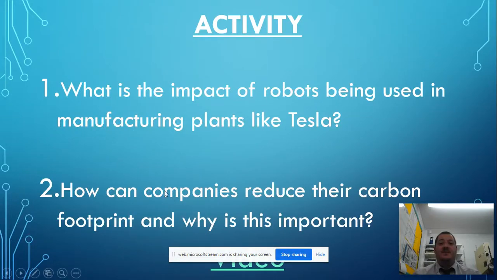So the activity that we're going to do is the following 2 questions. And what we're going to do is try and answer them as best as we can after having watched a little video. So the first question is, what is the impact of robots being used in manufacturing plants like Tesla? And how can companies reduce their carbon footprint? And why is this important?